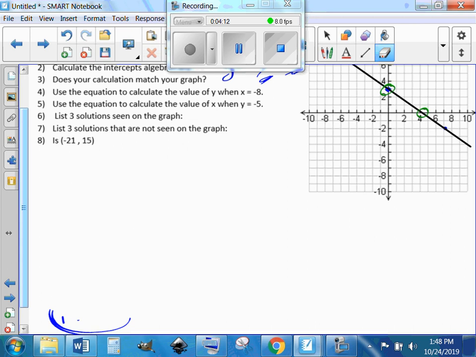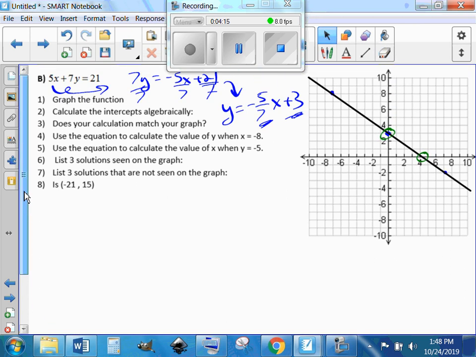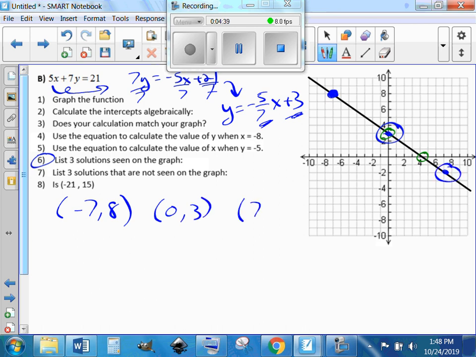Okay, so number 6, list 3 solutions seen on the graph. So looking at the graph, we have, besides the x-intercept, we plotted 3 lattice points. So those would be nice solutions for 6. So you could say, this point here is negative 7, 8. This point here is the 0, 3. And this point here is 7, negative 2. The other one that we could list would be our x-intercept, which we calculated to be 4.2, 0. So those are 4 of the 3 that we could have.